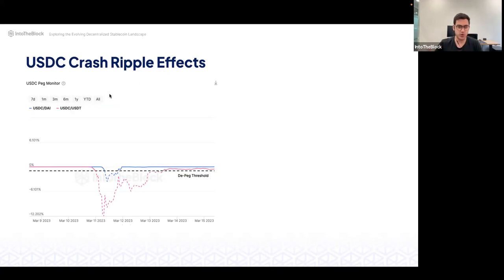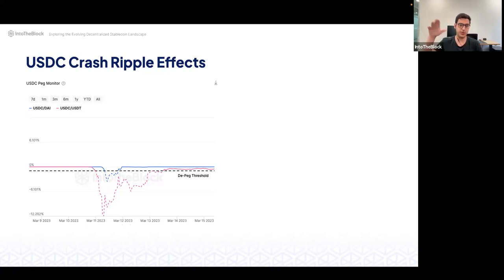So this is one of our curve indicators that we'll be launching. When it was discovered that part of Circle's collateral was held in Silicon Valley Bank, naturally there was a lot of panic, and the price of USDC crashed significantly. But we can see here that it crashed a lot harder against USDT, which didn't have exposure to Silicon Valley Bank. And then versus DAI, it also depegged, but DAI itself is partially backed by USDC.